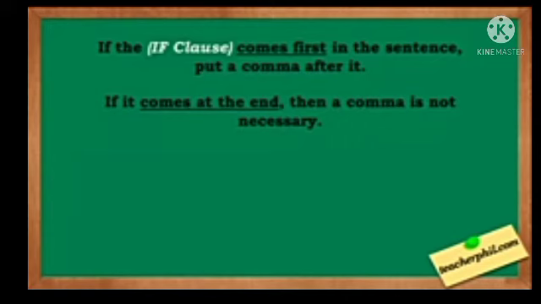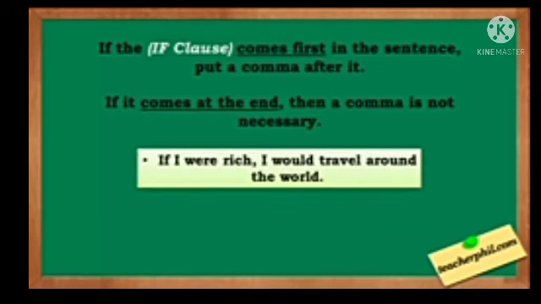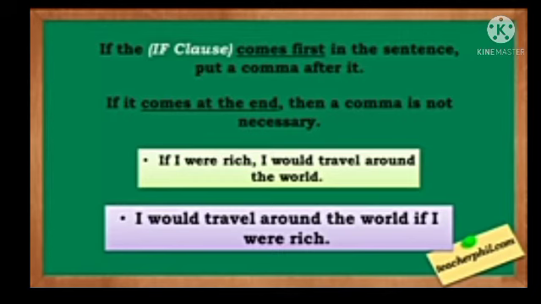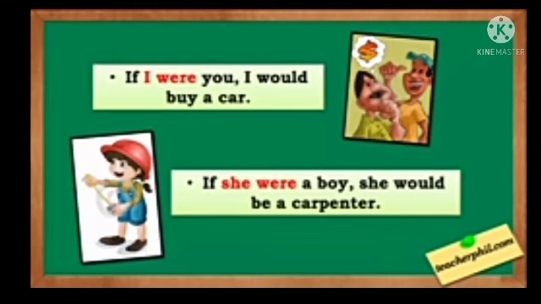If the if clause comes first in the sentence, we put a comma after it, and if it comes at the end, then a comma is not necessary. See, if I were rich, I would travel around the world. And the next one: I would travel around the world if I were rich. Now see the next: if I were you, I would buy a car. If she were a boy, she would be a carpenter.